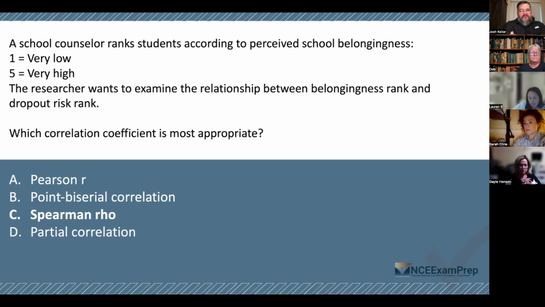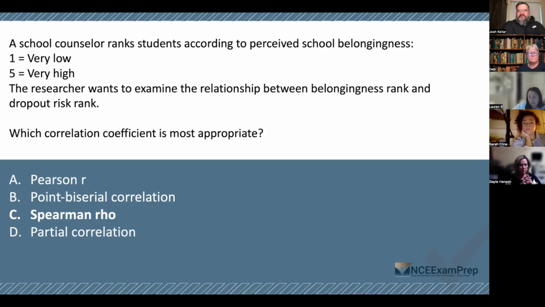It's a good question. We don't know that, right? How short is short? Exactly, that's a really great way of putting it. Because we don't know how far very low is from very high, there's no intervals provided. We would use the Spearman-Rho correlation. Does that make sense?